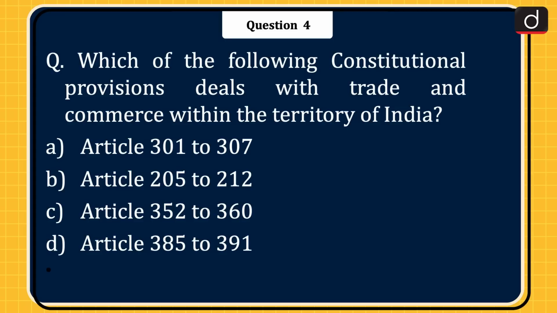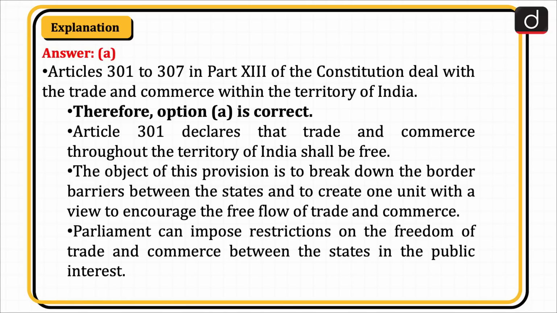Next question is, which of the following constitutional provisions deals with trade and commerce within the territory of India? Article 301 to 307, Article 205 to 212, Article 352 to 360, or Article 385 to 391. The correct answer is option A, Article 301 to 307. Articles 301 to 307 in Part 13 of the Constitution deal with the trade and commerce within the territory of India. Therefore, option A is correct.